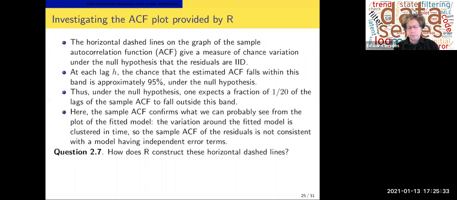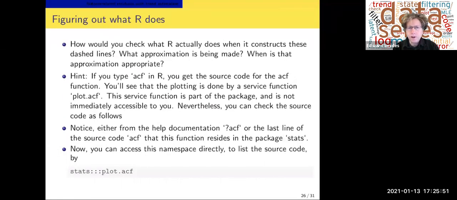Now, we may want to know exactly what this horizontal line is. Where does it come from? How does R construct it? Well, that's going to be homework for the course. Here I'm giving you some hints for how to go about this question. How would you check what R actually does? What approximation is being made? When is this approximation appropriate?